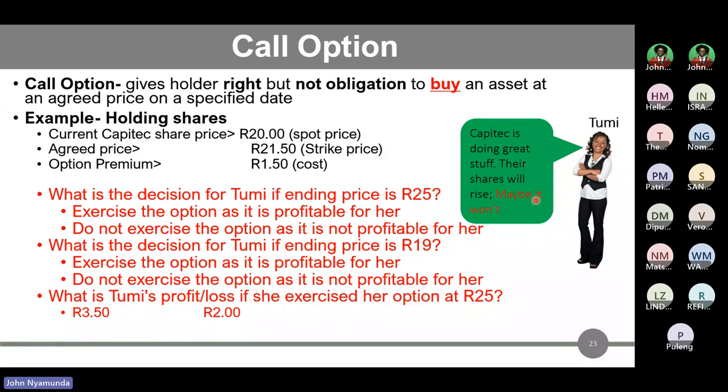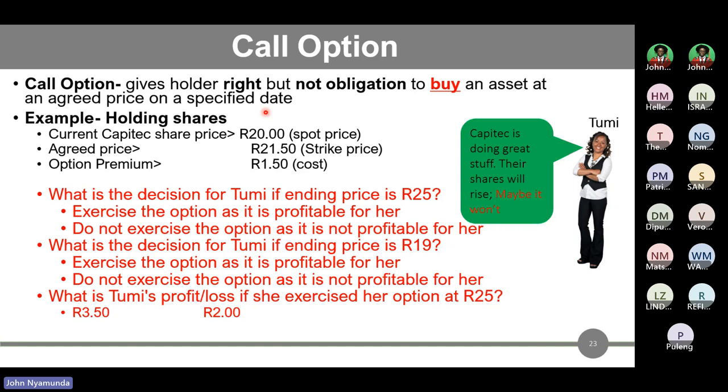Now we are talking about Tumi. So Tumi, remember in our initial example, doesn't have the Capitec share. She thinks Capitec is doing great stuff. Their share price will rise. But she says, I can't really know whether it will rise or not. I am expecting it to rise, but what if it doesn't? So I can't buy a forward contract. So she buys what we call a call option, which gives you a right, not an obligation, this time not to sell, but to buy an asset at an agreed price on an agreed date. So a call option gives the holder the right to buy at an agreed price. A put option gives the holder the right to sell. So this time it is buy.